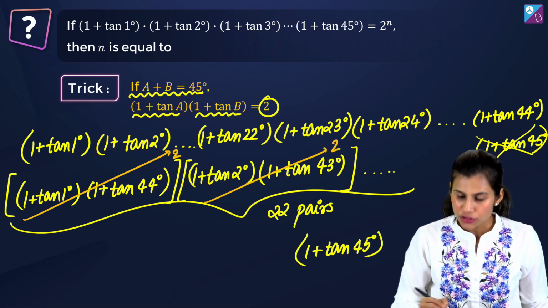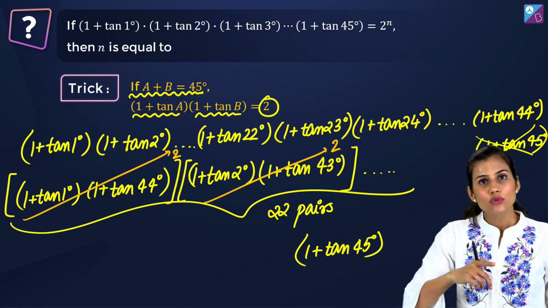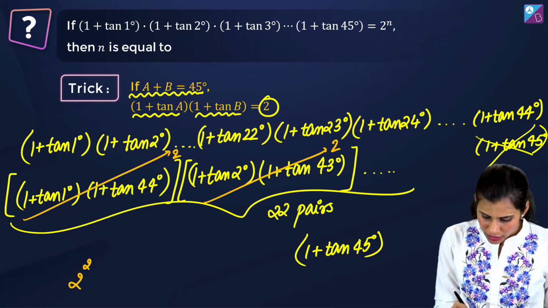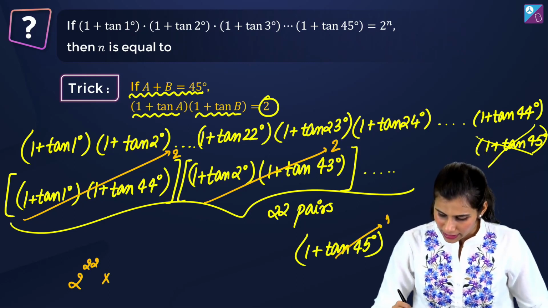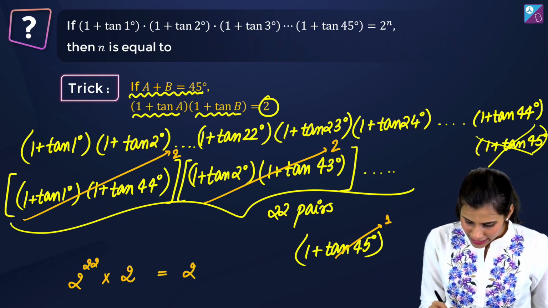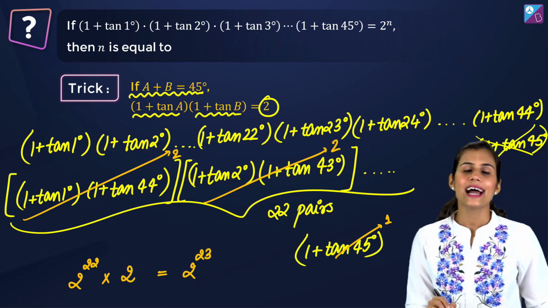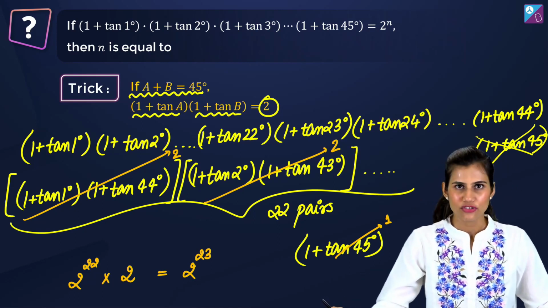Second pair again 2. Third pair again 2. And the 22nd pair again 2. So you will have 2 into 2 into 2, 22 times multiplied by 1 plus tan 45. Tan 45 is nothing but 1, so 1 plus 1, 2. So you are actually getting 2 to the power 23 as the final value of your original given product expression.